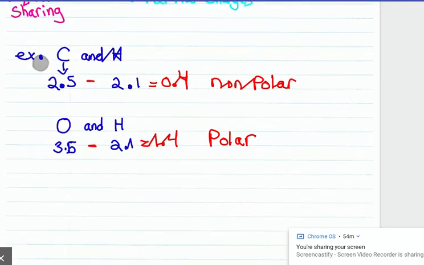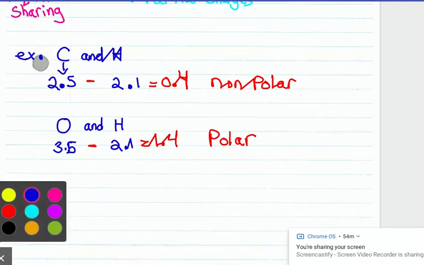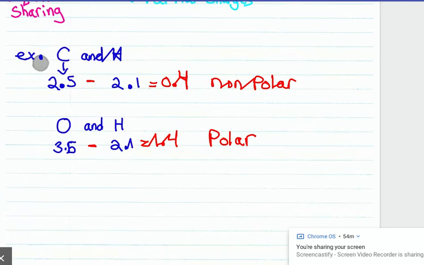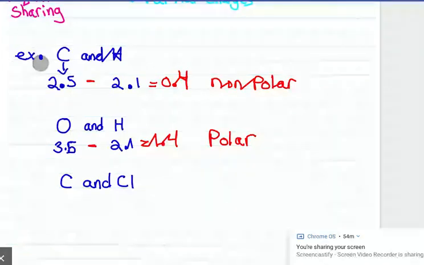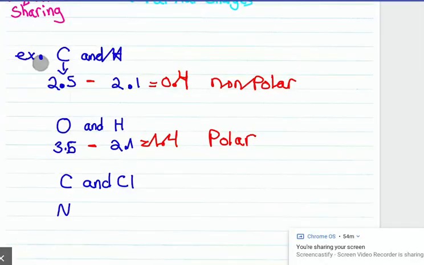You are going to go and find the information for carbon and chlorine. And actually, you can do this one too: nitrogen and hydrogen. Okay, so hit pause, find the electronegativity values for these two examples, and determine if they're going to form a polar bond or a nonpolar bond.